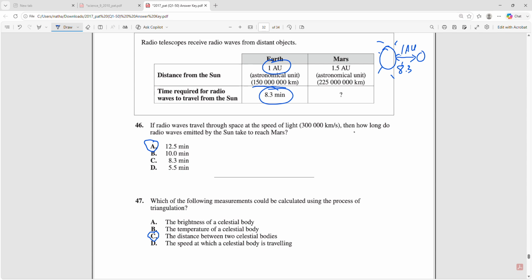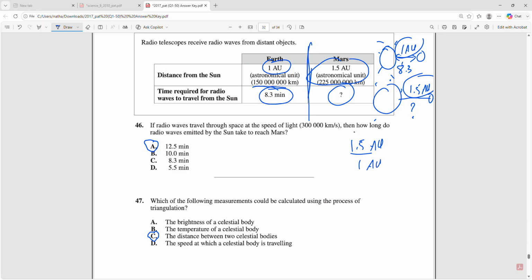And Mars is at 1.5 astronomical units away. So if here's our sun, Mars would be further away at 1.5 astronomical units. They want to know how long it would take radio waves to travel to the sun. Well, this is just like our scale factor problems. Think about this: if we had the scale factor of these distances, Mars is 1.5 times further away, right? 1.5 astronomical units over 1 astronomical unit. That would be a scale factor of 1.5.